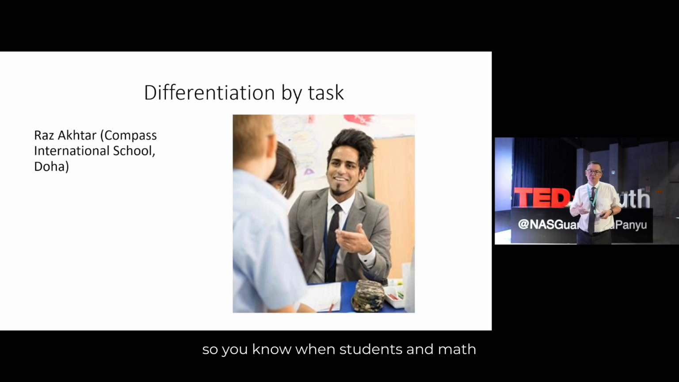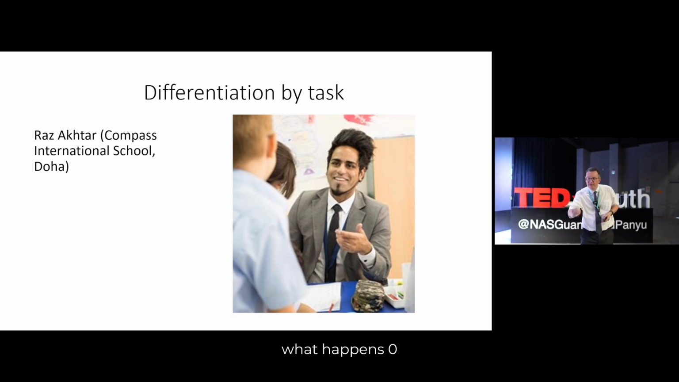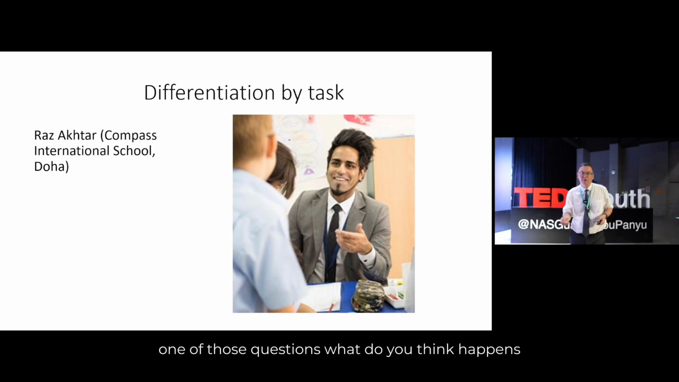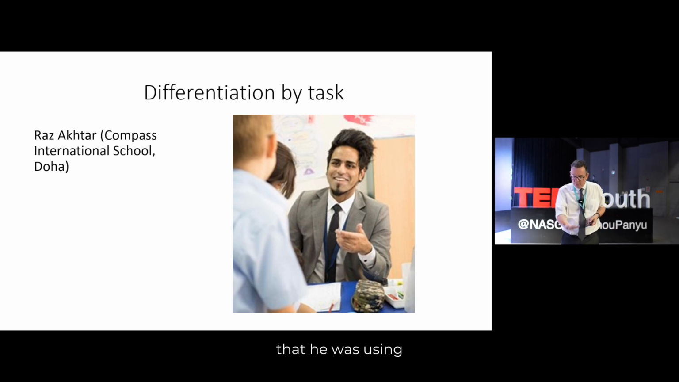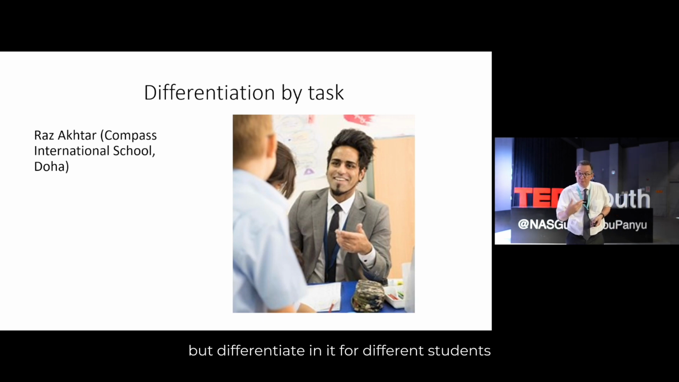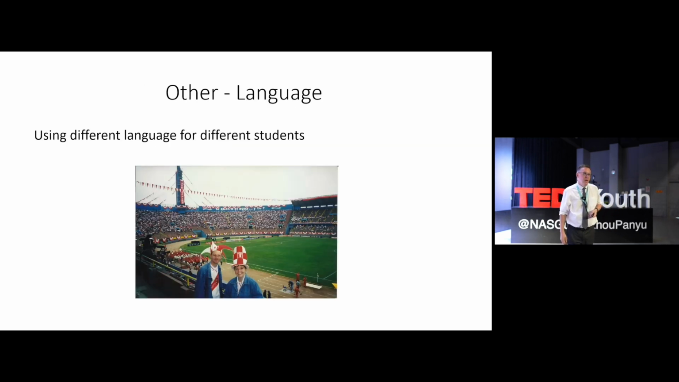So, you know, when students in maths, if you could obviously see they were finding it too easy, you'd say, put a negative there instead of a positive, what happens? Put a 0 at the end of each one of those questions, what do you think happens? I'm sure he planned it, but it seemed very spontaneous to me that he was using the basic worksheet, but differentiating it for different students by setting them different tasks.